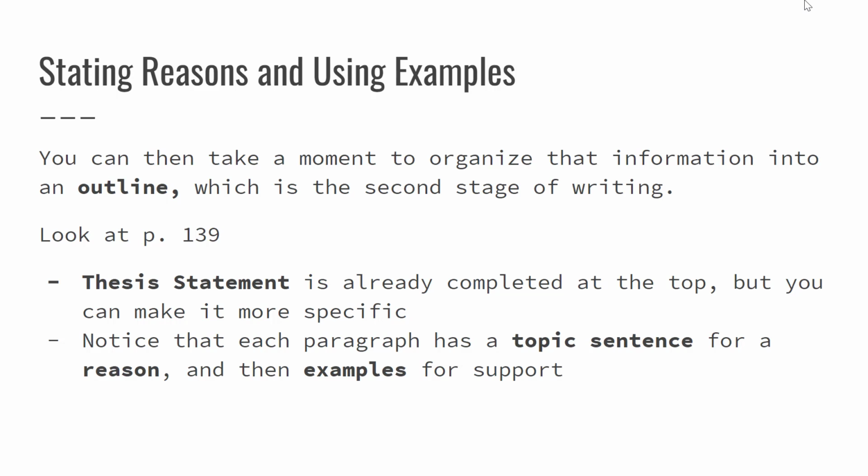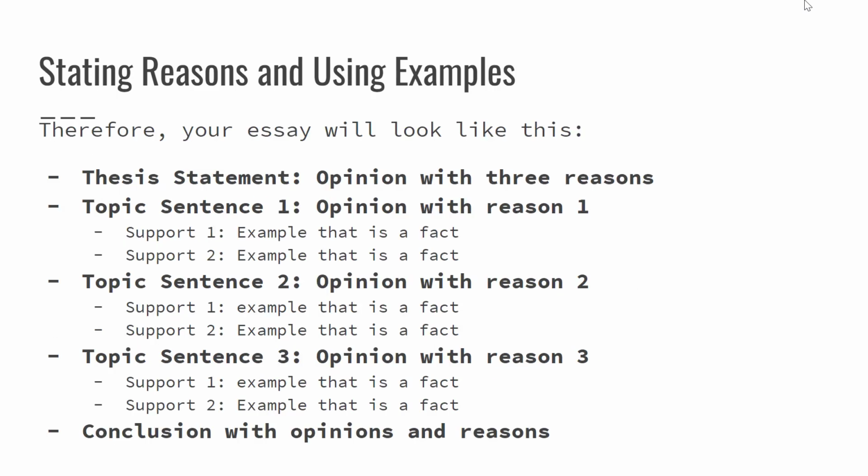The thesis statement is already completed at the top, but you can make it more specific. Notice that each paragraph has a topic sentence for a reason, and then examples for support. So therefore, your essay will look a little like this. Your thesis statement will be an opinion with 3 reasons. Your topic sentence will be an opinion with reason number 1. Your support will be an example that's a fact. Topic sentence 2, opinion with reason 2, example, fact. Opinion, reason 3, example, fact, and then a conclusion with opinions and reasons.